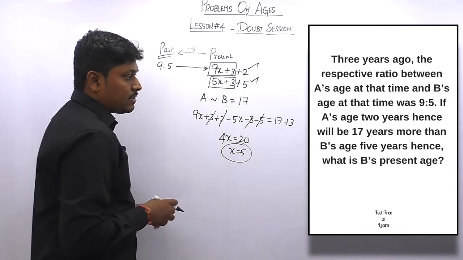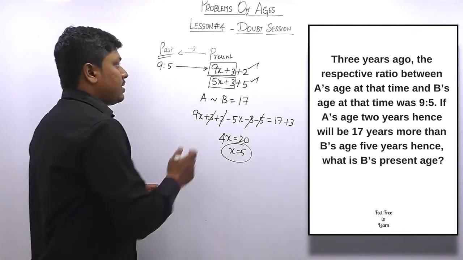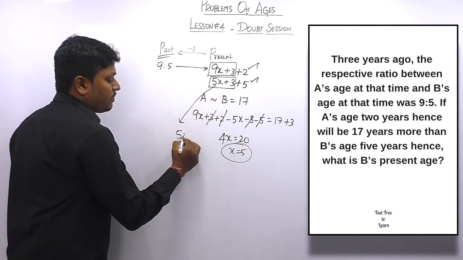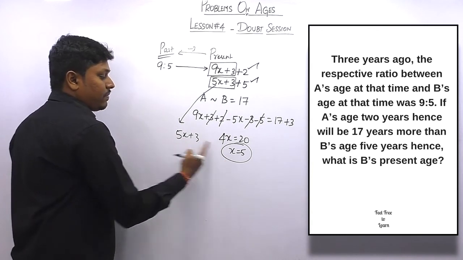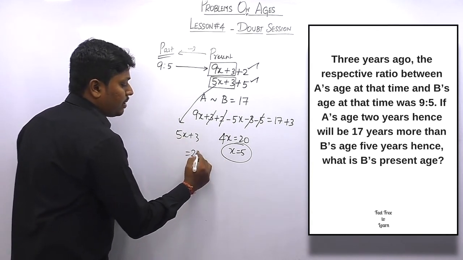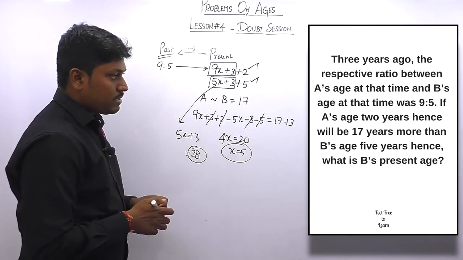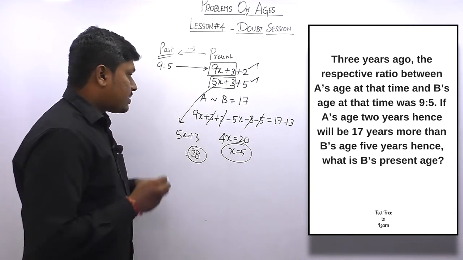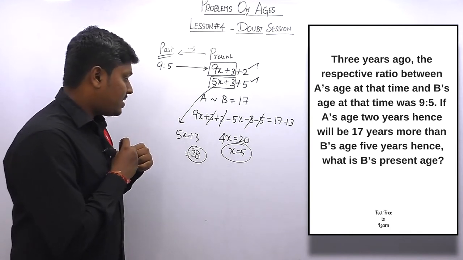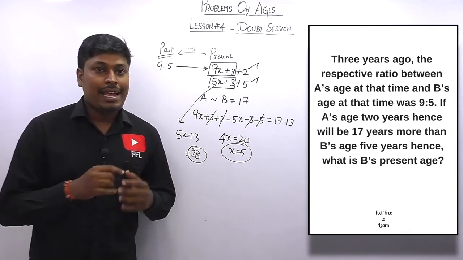And what is our target? Our target is to find B's present age. So B's present age will be 5x plus 3, so 5 into 5 will be 25, 25 plus 3 will be 28. So B's present age will be 28. So finally, the answer for the last question, the present age of person B, is 28 years.